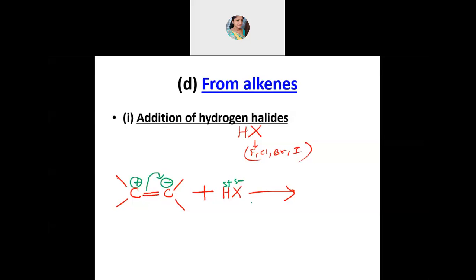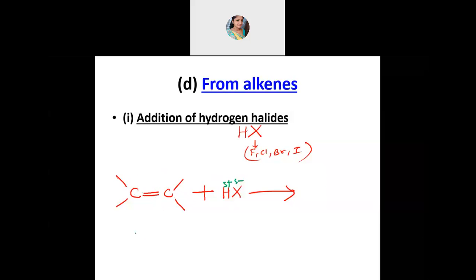When you take hydrogen halide by themselves, it is polarized. One carries a positive charge and the other carries a negative charge. So if you bring something which is polarized towards the carbon-carbon double bond, this electron cloud, this pi bond, will get disturbed. So it will shift. This electron cloud will shift.